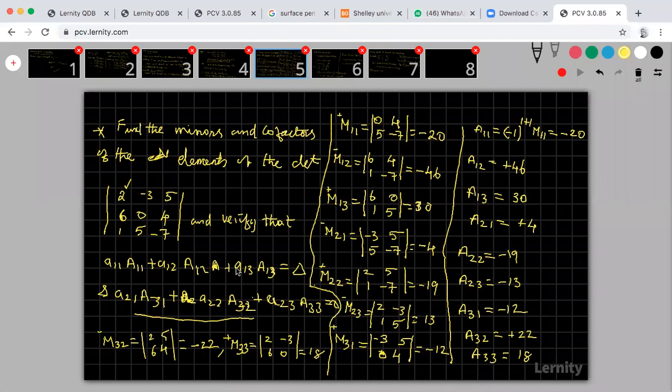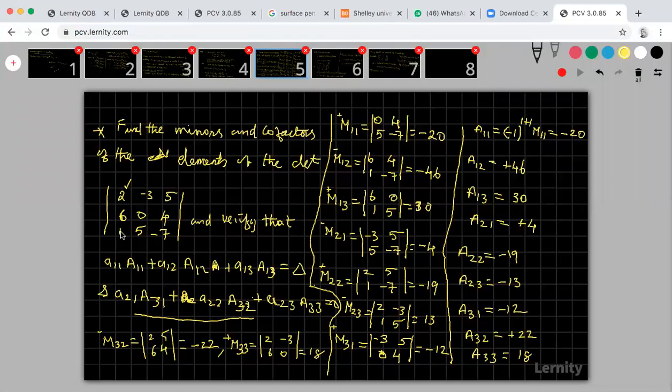Similarly, M23 means this element. Leave this column and leave this row. 2, minus 3, 1, 5. So therefore, 2 fives are 10. This is minus of minus 3, because this is minus 3. Already we got 1 minus because of the determinant expanding, multiplication of this minus multiplication of this. So minus of minus becomes plus. So 10 plus 3, 13.